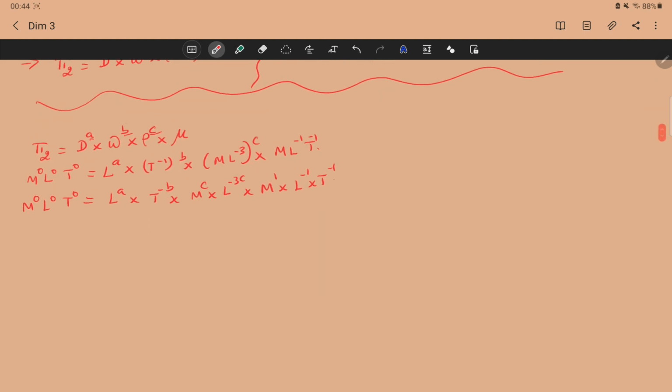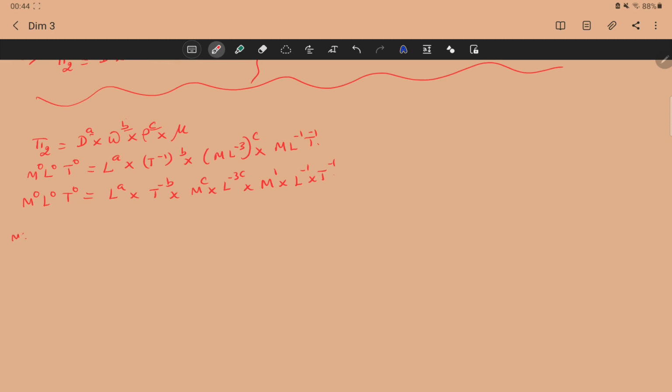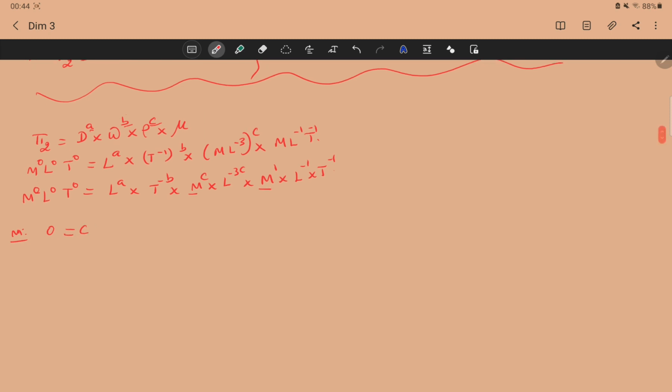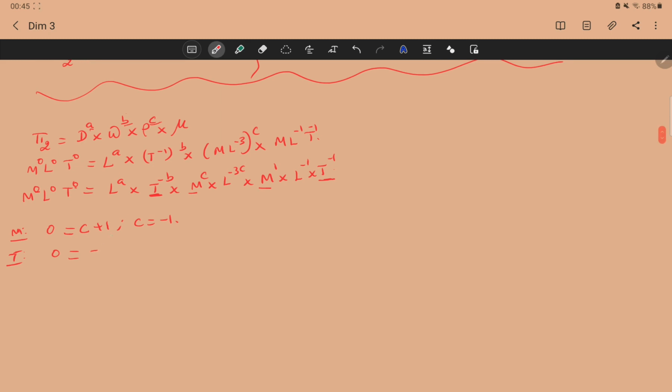Now let us equate the powers. So for M, what are the powers? The power is 0 equals, how many M terms are there? 1, 2. 0 equals C plus 1, which means C equals minus 1. In terms of T, what is the power? 0 equals, how many T terms are there? 1 and 2 T terms, so the power is minus B minus 1. So B equals, minus B goes to the other side and becomes plus B, so B equals negative 1.